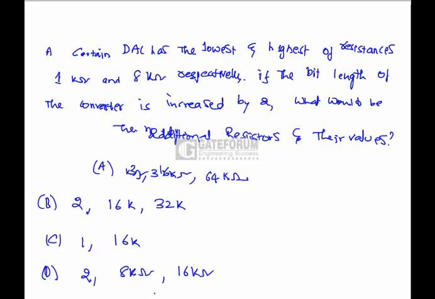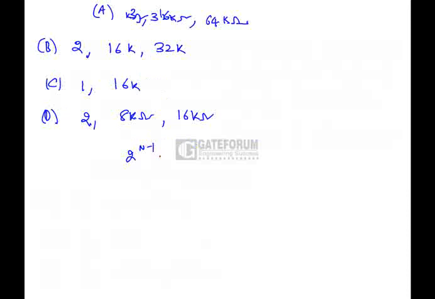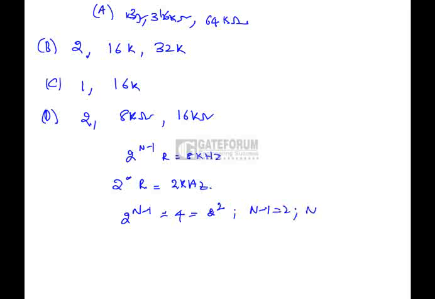Question: a certain DAC has the lowest and highest of resistances 1k and 8k respectively. If the bit length of the converter is increased by 2, what would be the additional resistors and their values? Now here 2 power n minus 1 into R is 8 kilohms and 2 power 0 R is 2 kilohms. Means 2 power n minus 1 is equal to 4, that is 2 squared. n minus 1 is 2, n is equal to 3.